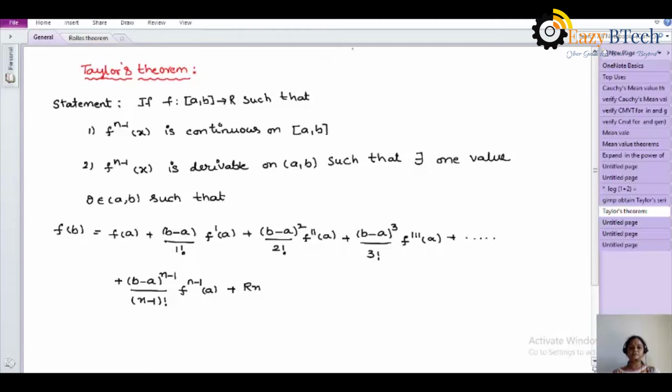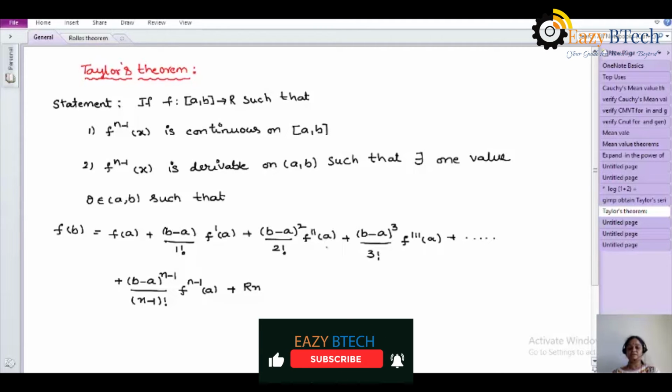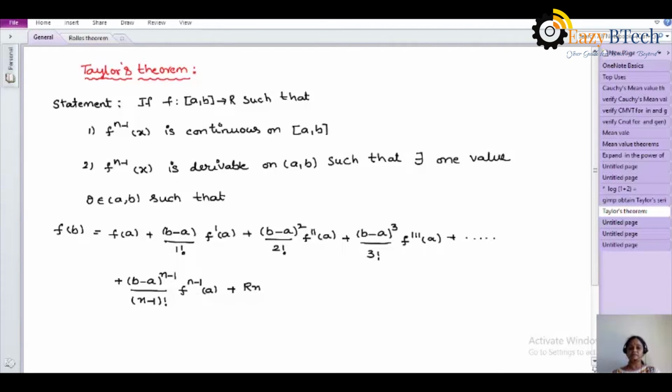So what is the statement, students? Taylor's theorem statement: if f maps [a, b] to R such that f power n minus 1 of x is continuous on the closed interval and derivable on the open interval (a, b), then there exists one value theta belonging to the open interval (a, b) such that f(b) = f(a) + (b minus a)/1! f'(a) + (b minus a)^2/2! f''(a) and so on, plus (b minus a)^(n minus 1)/(n minus 1)! f^(n minus 1)(a) + Rn. This f(b) is known as the statement of Taylor's series or Taylor's theorem.